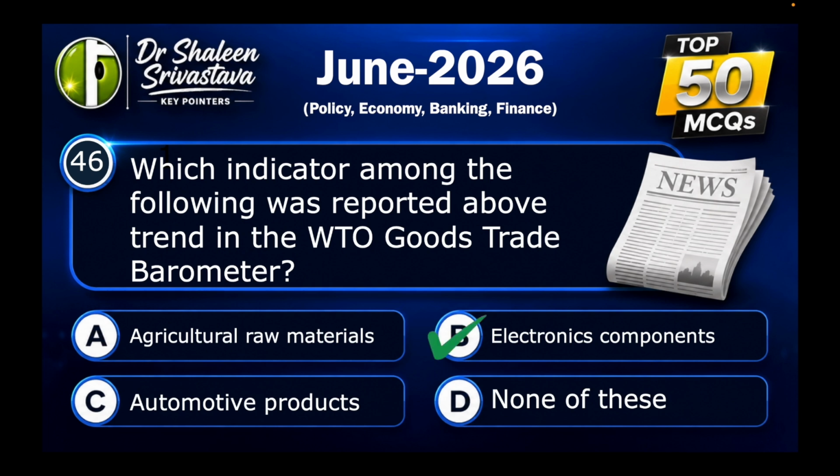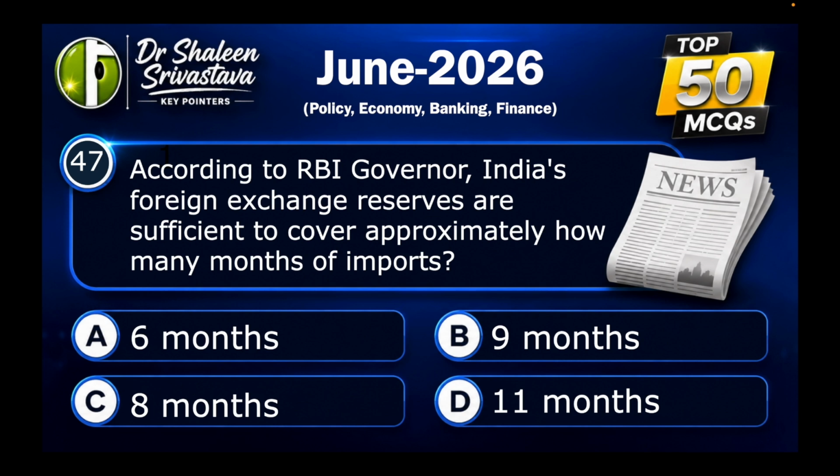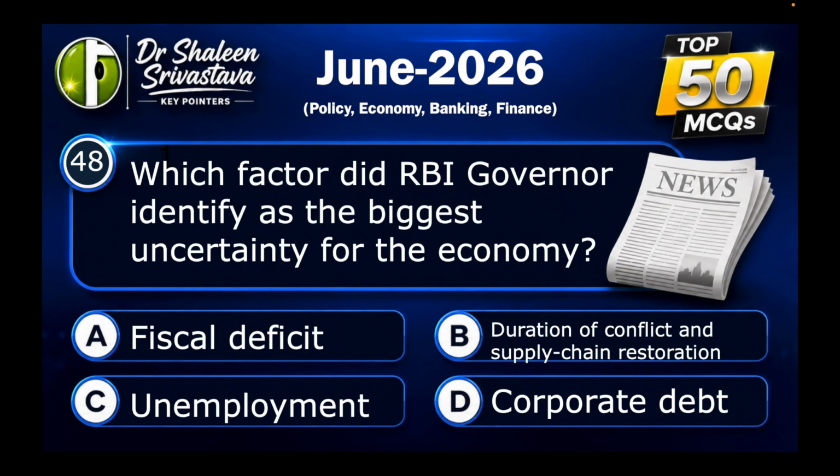Electronics components. According to RBI Governor, India's foreign exchange reserves are sufficient to cover approximately how many months of imports? The correct answer is D. 11 months. Which factor did RBI Governor identify as the biggest uncertainty for the economy? The correct answer is B. Duration of conflict and supply chain restoration.